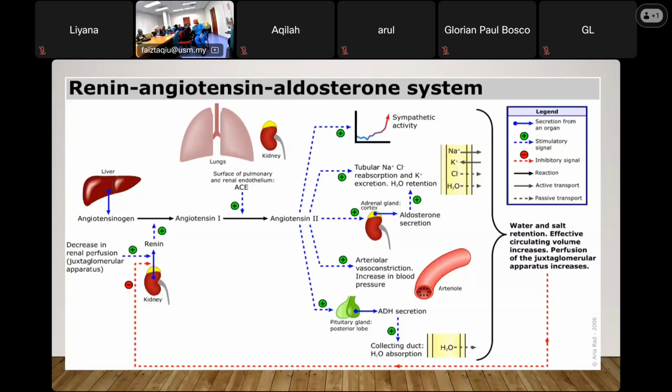So what does renin do? Renin will convert the angiotensinogen produced by the liver into angiotensin 1, and then angiotensin 1 will circulate into the lung and will be converted by the ACE enzyme. What does ACE stand for? Angiotensin converting enzyme. And what does it do? It will convert angiotensin 1 to angiotensin 2.